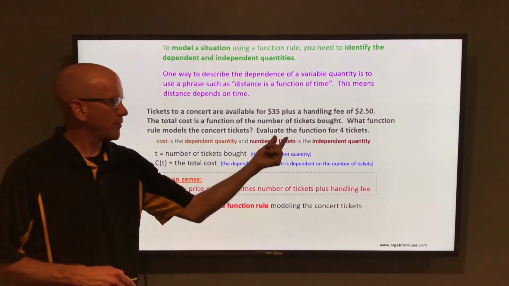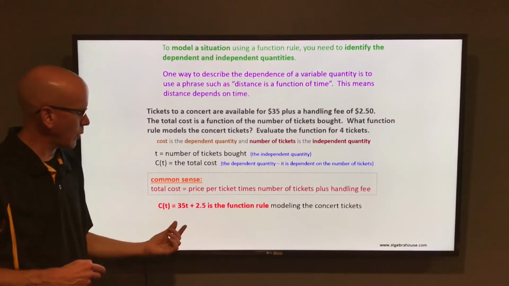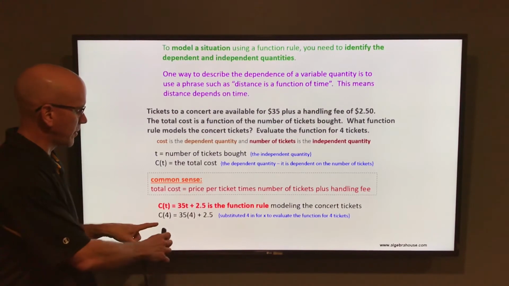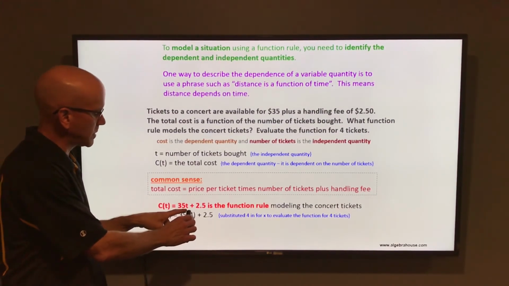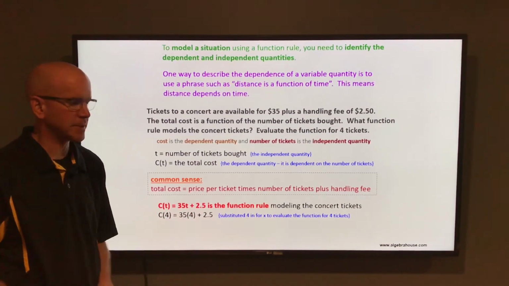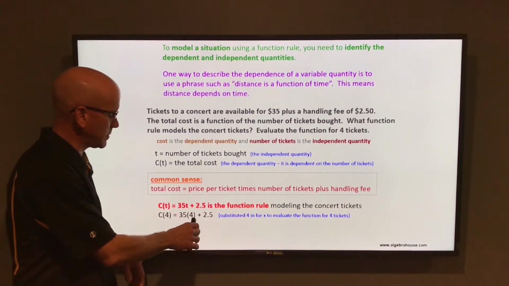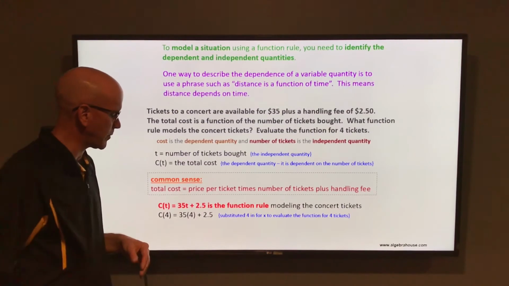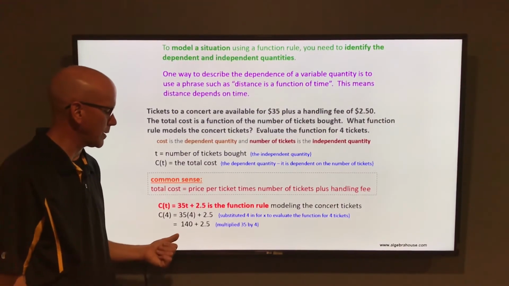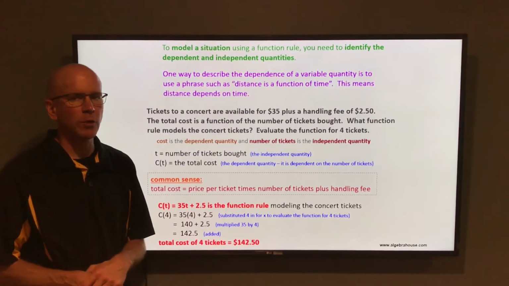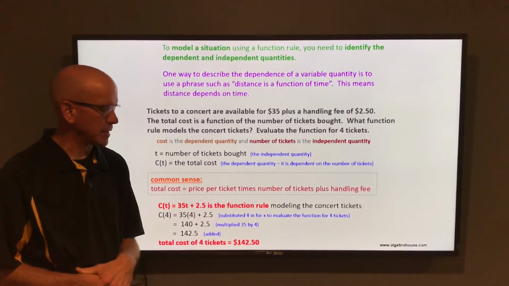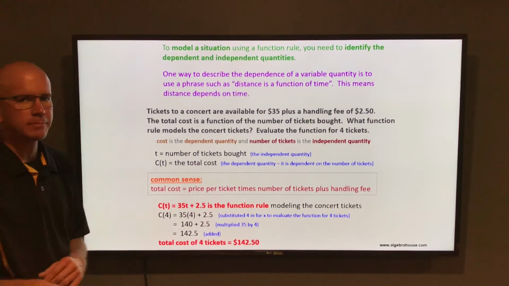So if we were to evaluate that for 4 tickets, or figure out what that cost would be for 4 tickets, we'd be finding C of 4. So to find C of 4, you replace the t with 4. You're buying 4 tickets. So take 35 times 4 plus that 2.50. 35 times 4 is 140 plus the 2.50. That would be a total cost of $142.50. Enjoy the show.